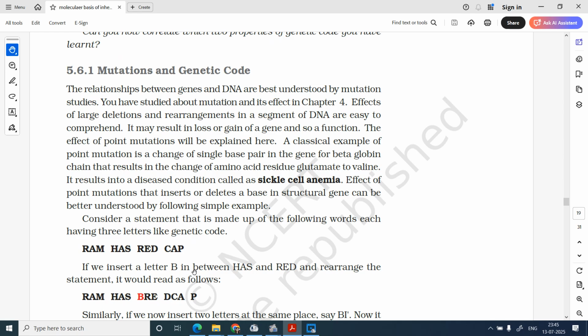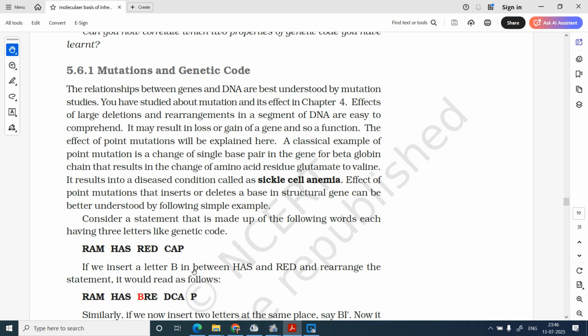5.6.1 Mutations and genetic code. The relationship between genes and DNA is best understood by mutation studies. Have you studied about mutation and its effect in chapter 4? Effects of large deletions and rearrangements in a segment of DNA are easy to comprehend. They may result in loss or gain of a gene and hence a function. The effect of point mutations will be explained here. A classical example of point mutation is a change of a single base pair in the gene for beta globin chain that results in the change of amino acid residue glutamate to valine. It results in the diseased condition called sickle cell anemia.